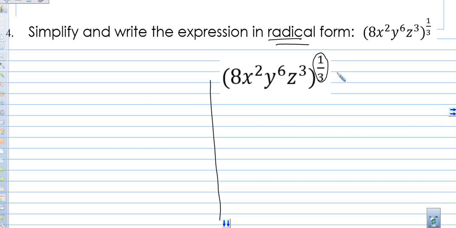Okay? So the first way is this is to the 1/3 power. Notice how you're dividing by 3.